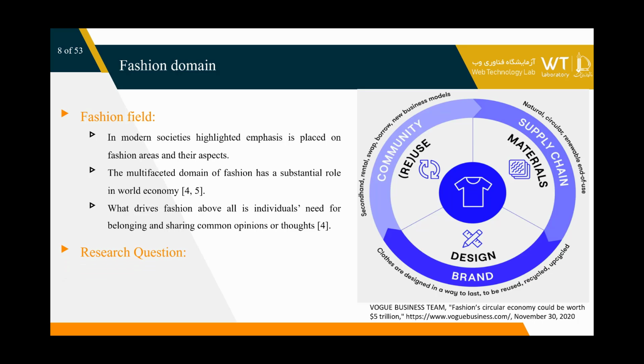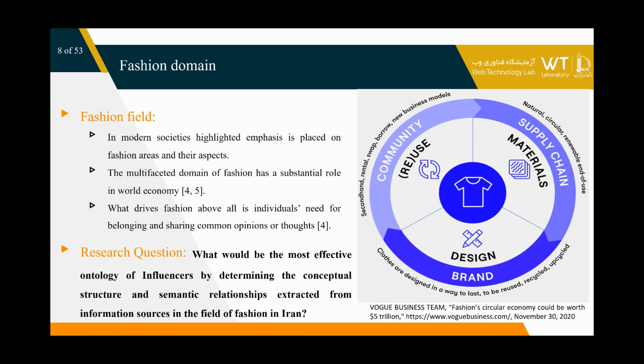Taking all these preliminaries into consideration, the main objective of this study is to answer the question of what would be the most effective ontology of influencer, by determining the conceptual structure and semantic relationships extracted from the information sources in the field of fashion in Iran.